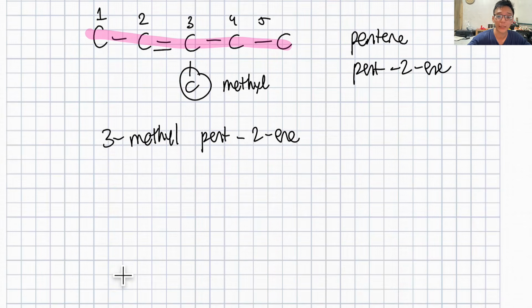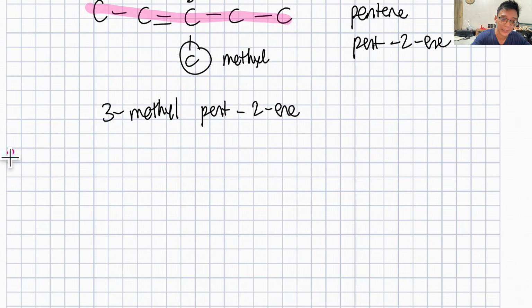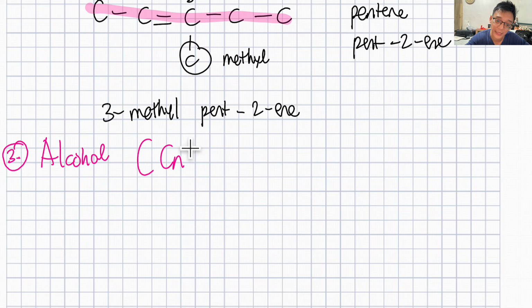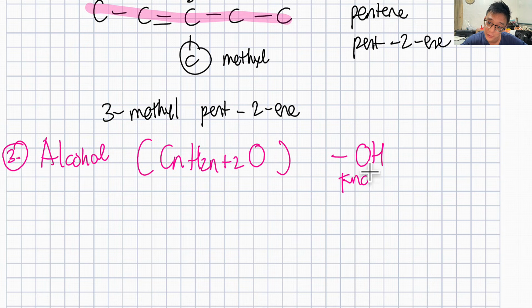Now I would like to move on and give you the rule for naming alcohol. The general formula for alcohol is CnH2n+2O, so it contains oxygen. And the functional group is OH. So this is the functional group. The OH is the one that gives the identity of alcohol, because of this branch, it makes it alcohol.